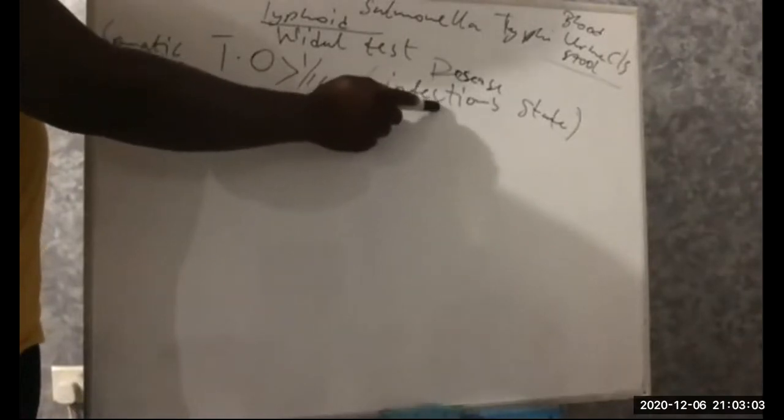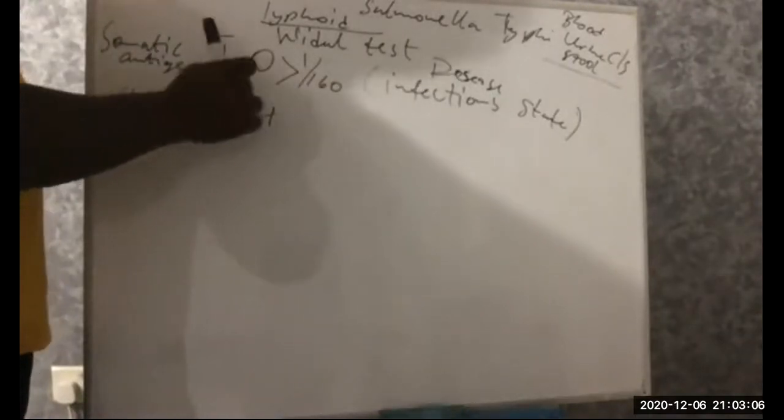Okay. So the TO is what we use to confirm the presence of the disease. So if you check the TO and it is 1 over 160 and above, then the person is suffering from the disease. But the TH only tells you that this person has previously been affected by Salmonella typhi. So we use it to check those people who have suffered from typhoid before, so for previous infection.